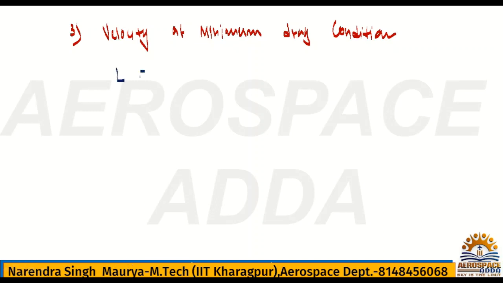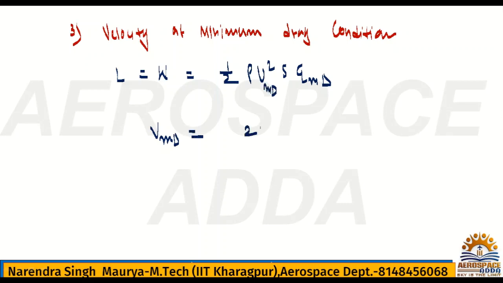For a steady level flight, L is equal to W is equal to half rho V square S into CL. Now we are writing minimum drag, so this CL will be the minimum drag CL. And this velocity, here also you can write minimum drag. So this VMD will be 2W divided by rho S CLMD. Yes or no?